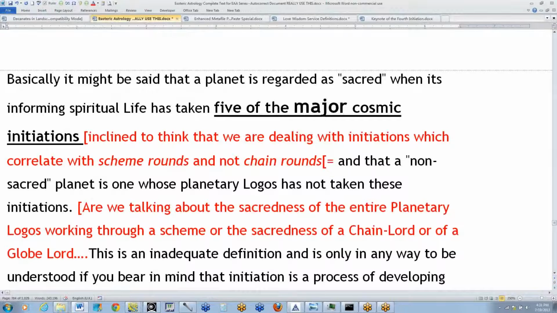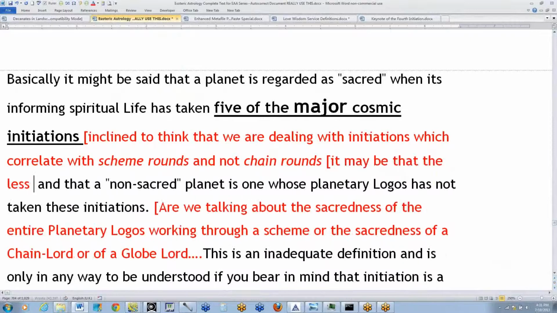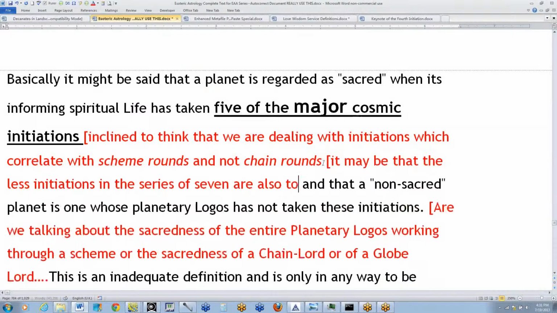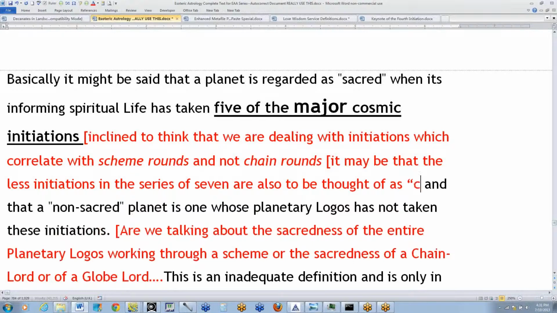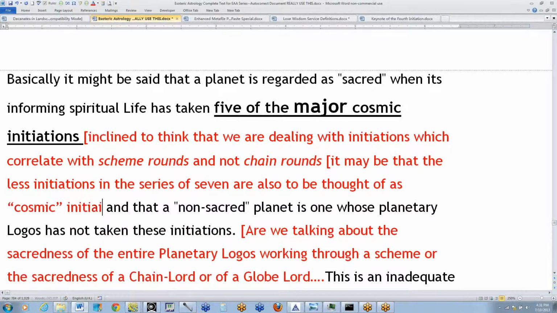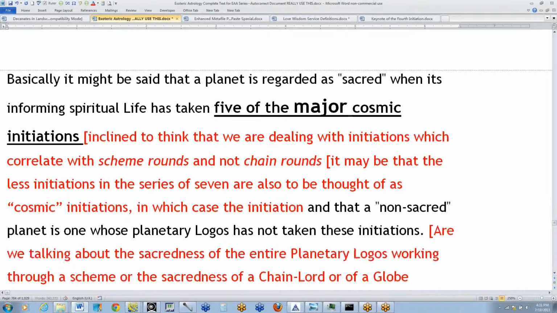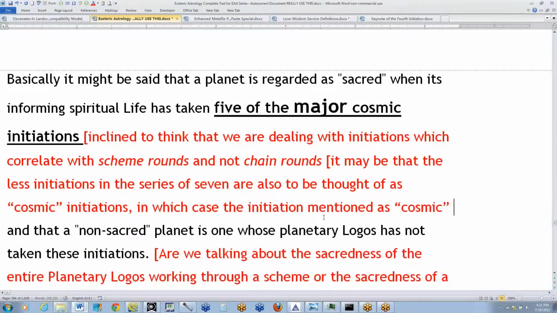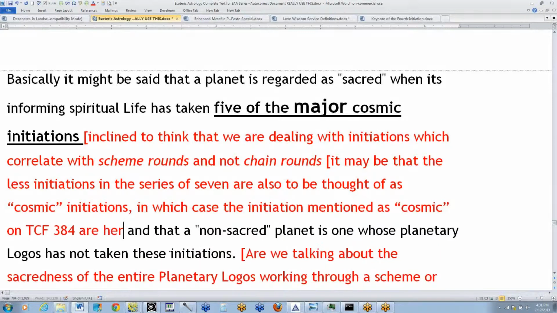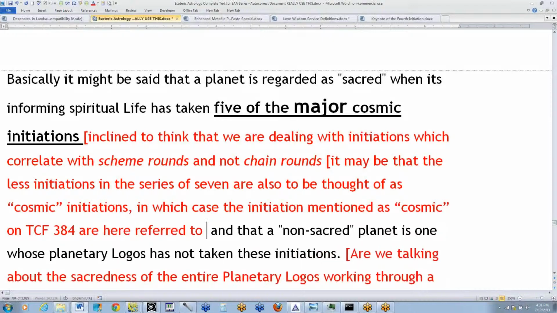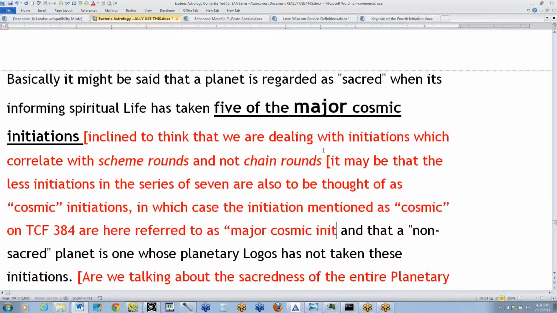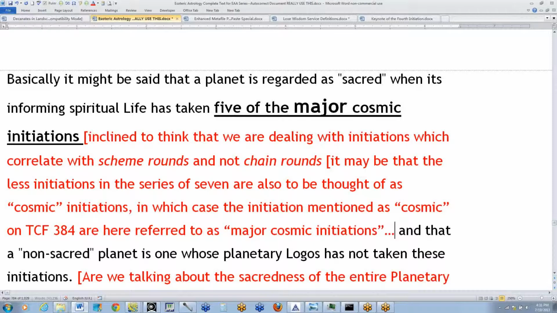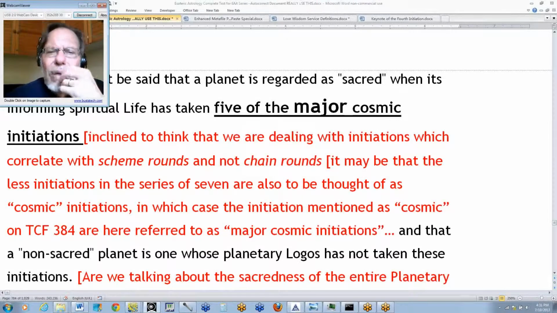And I'll put that down. It may be that the lesser initiations in the series of 7 are also to be thought of as cosmic initiations, in which case the initiations mentioned as cosmic on the TCF 384 are here referred to as major cosmic initiations. Well, even if they are, there is a problem, because it means that our planetary logos is a long way from sacredness, and that Venus, in spite of the evidence that seems to be coming from their relative proximity on the cosmic astral plane, is way ahead in terms of scheme rounds of our planetary logos.